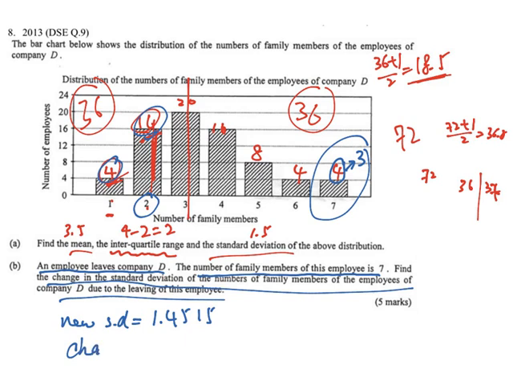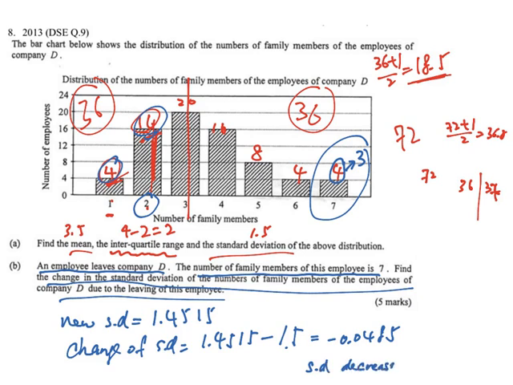And then we need to see the change. For the change of SD, we use the new SD minus the old SD, so it becomes negative 0.0485. So that means the SD decreased by 0.0485.